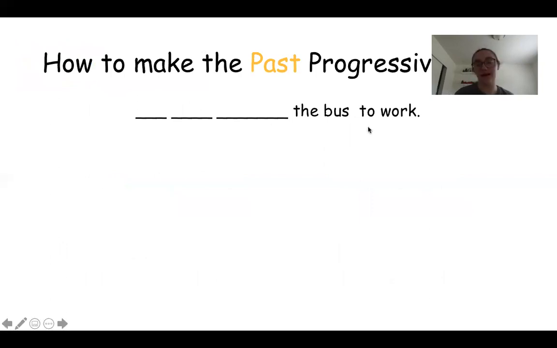How to make the past progressive. So this is really easy. We've talked about this before. You need to use a pronoun or a person or a thing for your subject. So we can use I, you, he, she, it, we, or they, right? Right over here. And it's what we start with to make it.